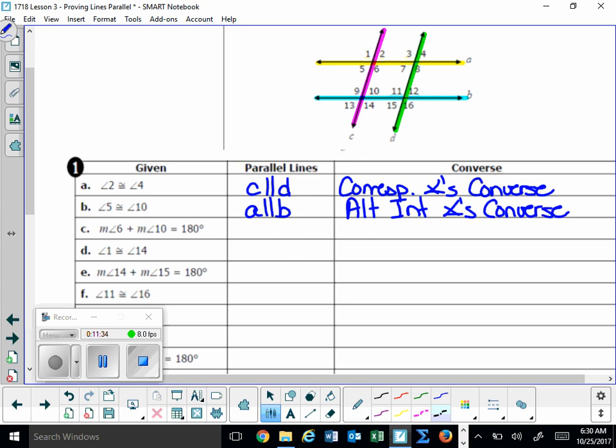Okay, 6 plus 10 equals 180. 6 plus 10 are also on my purple transversal. They are consecutive interior angles, which means they have to add up to 180. That's what I'm told is happening. So that means A is parallel to B. Consecutive interior angles converse.